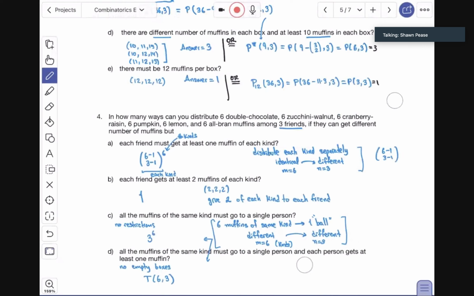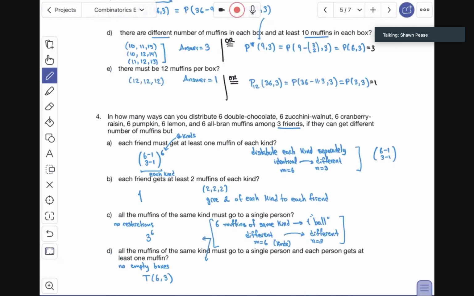Wait, so the answer for part B of 4 is just 1? Mm-hmm. Right? So you have to give 2 of each kind to each of your friends, and you only have 6 of each kind. So 2, 2, 2 for each one. Next kind, 2, 2, 2. Reasonable choice. I'm kind of confused on the word when it says at least 2 muffins. Yeah, that's what I was thinking. Instead of like, it must be 2 muffins of each kind. Well, but it's a deduction, right? If you need to give at least 2 to each one and you only have 6, it has to be 2 to each one.